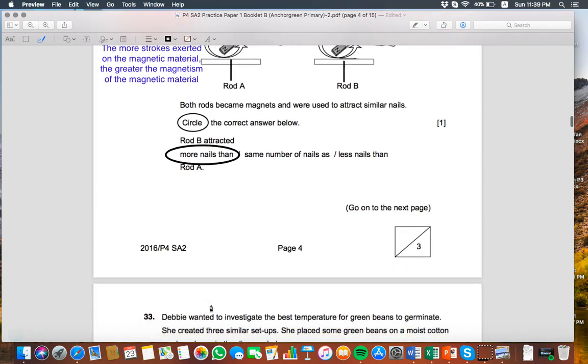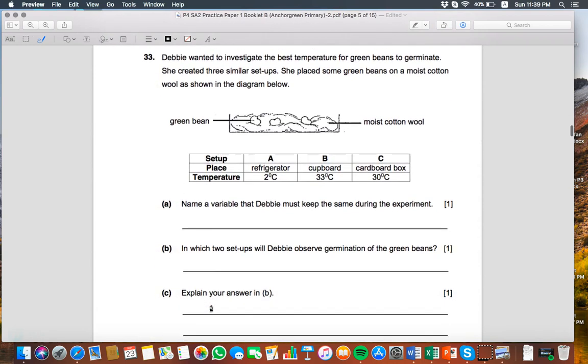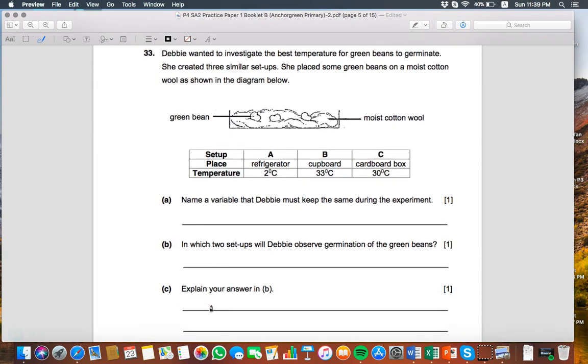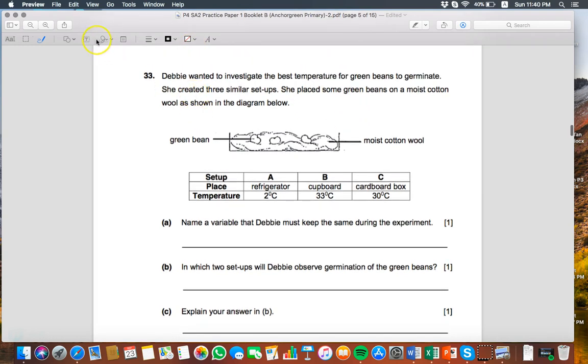Alright, let's move on. Okay, question 33. Debbie wanted to investigate the best temperature for green beans to germinate. She created 3 similar setups. She placed some green beans on moist cotton wool as shown in the diagram below. Name a variable that Debbie must keep the same during the experiment. Okay, now, before you even start this, what is the aim of this experiment? It is to find out the best temperature for green beans to germinate. So highlight the best temperature.